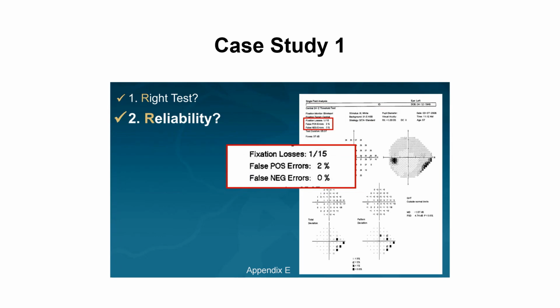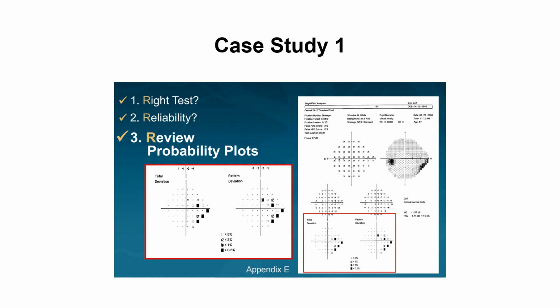Second rule, the reliability. You look for the reliability indices on the upper left corner of the printout. You will see the fixation losses; yes, almost no fixation losses. Then the false positive rate and the false negative error rate. So in this test, the reliability indices tell us that this visual field is reliable.